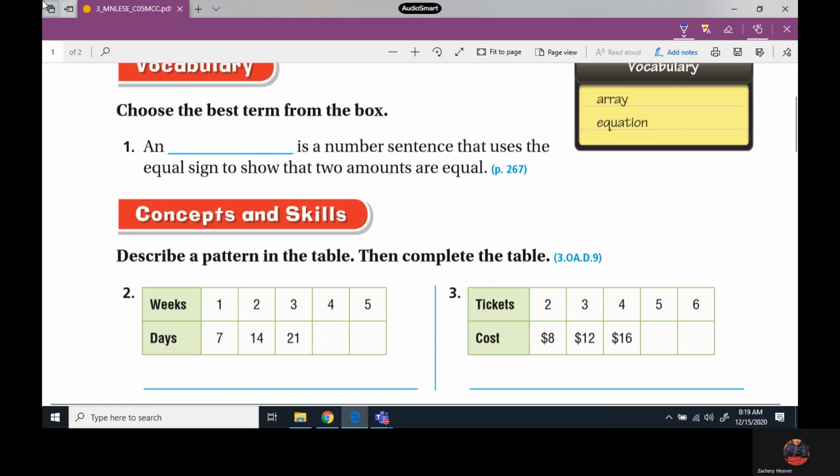So number 1, it's vocabulary. We're going to use one of these 2 words, array or equation, to answer this question. Blank is a number sentence that uses equal signs to show 2 amounts are equal. That is an equation, okay? Equation uses equal signs. We know an array is like those blocks.